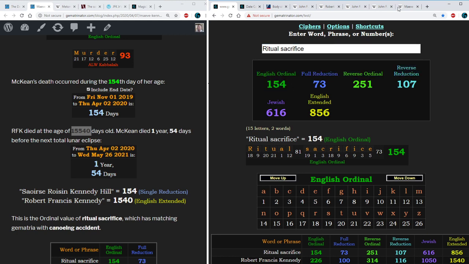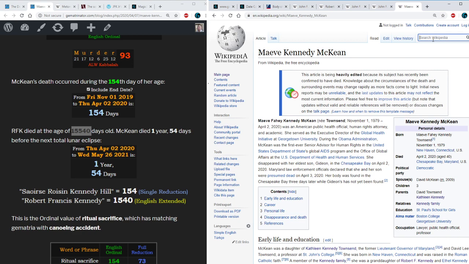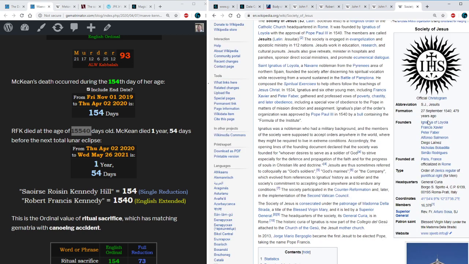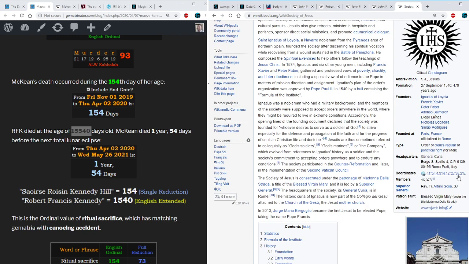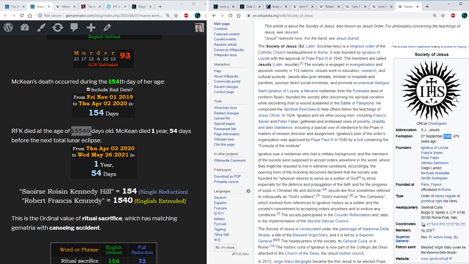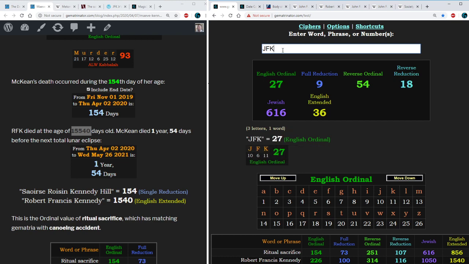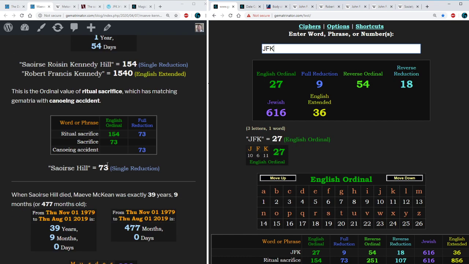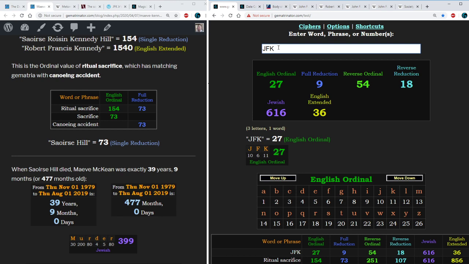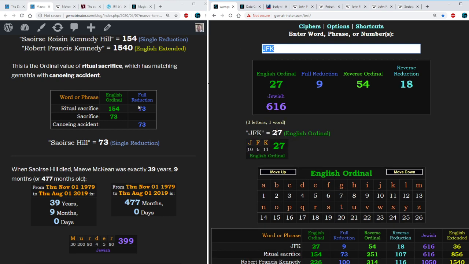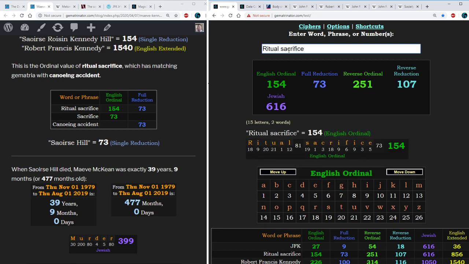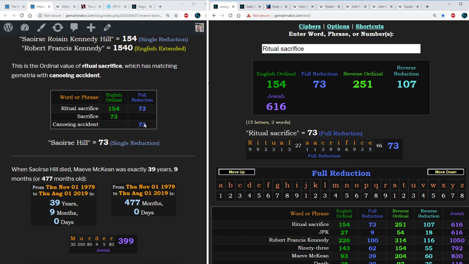This is also important. What I should have put in the post is that the Society of Jesus, which is the Masonic order within the Catholic Church, remember JFK, the first Catholic president, the Society of Jesus was founded in the year 1540, which again, part of that ritual sacrifice code, which JFK ties perfectly into. Also, ritual sacrifice 73 in reduction, that's the same as canoeing accident. Saoirse Hill, sacrifice, all 73.